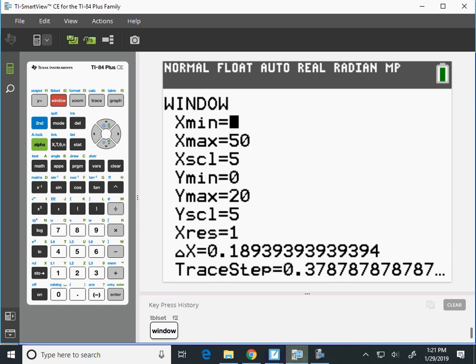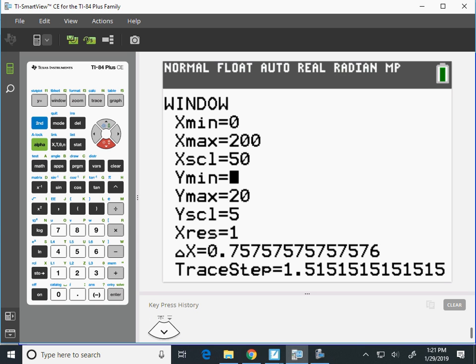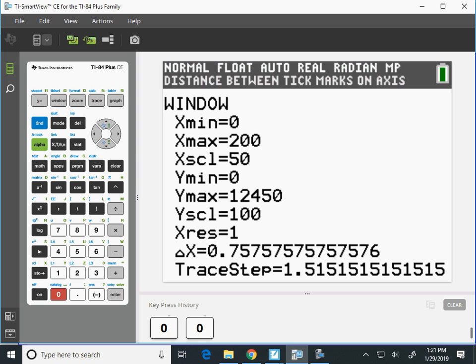So let's go to Window. We went 0 to 200, and I'm going to go by 50s. Well, we did 200 on the board, but if 300 works, that's fine. And then we'll see. We're showing them how to troubleshoot here. Yeah, Lauren, you're ruining it. Y from 0 to 12,450. And I would also go, I don't know, by 100 maybe. 200, it doesn't matter.